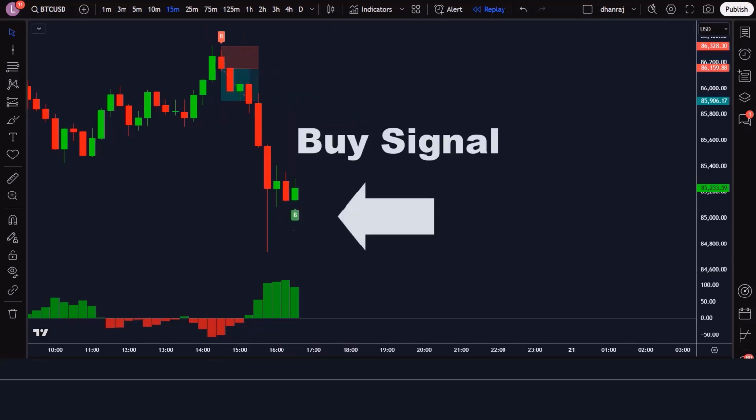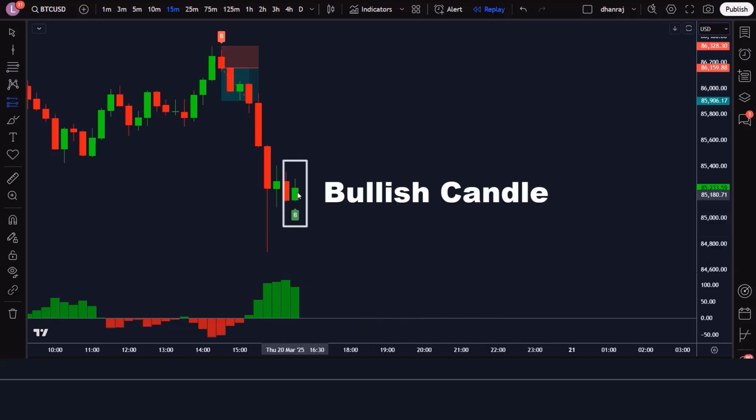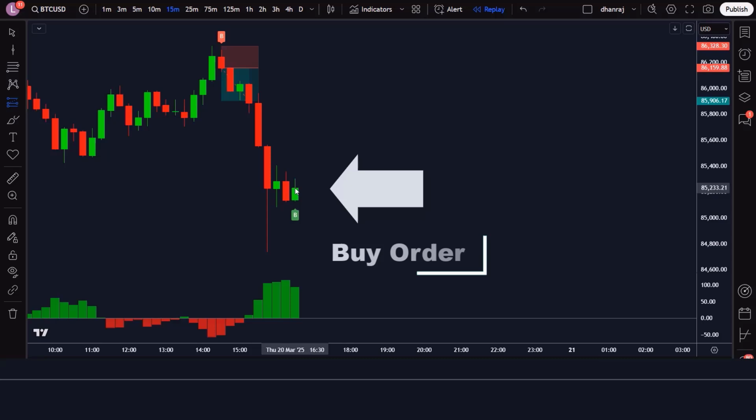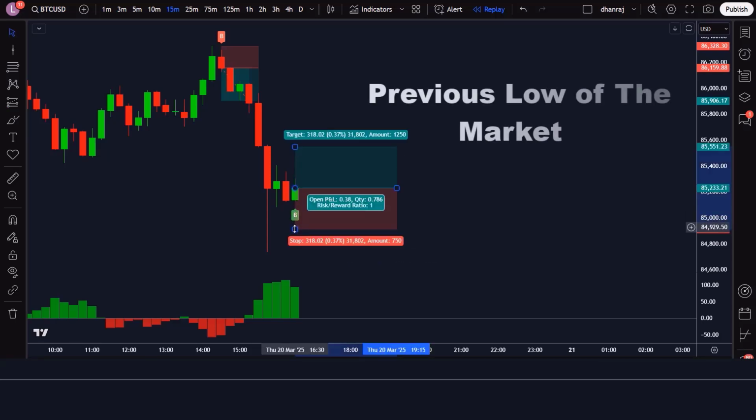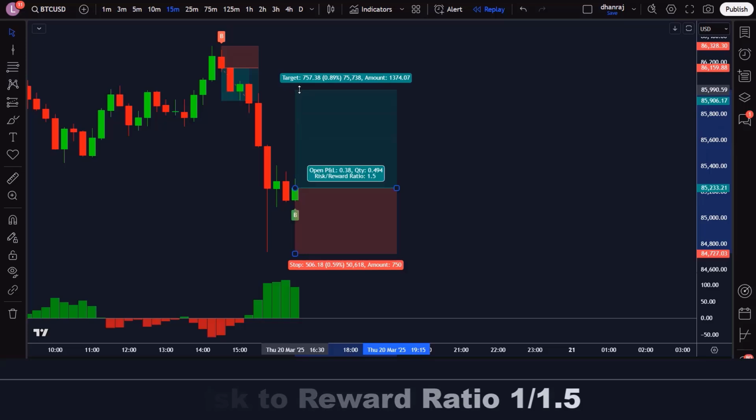When the Bollinger Bands Deviation indicator gives us a buy signal, when the Absolute Price Oscillator shows green columns, and when the market forms a bullish candle, if these conditions are fulfilled, then we will place a buy order. Our stop loss is to be placed at the previous low of the market. And the risk to reward ratio will be 1:1.5.